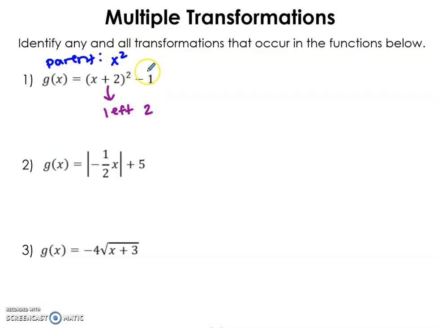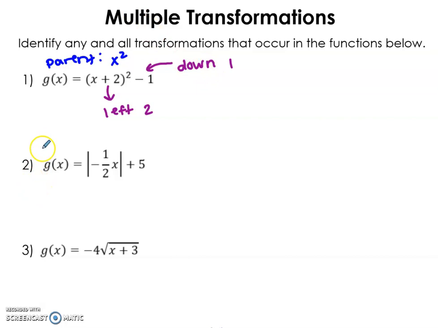And then we have this -1 on the outside. And since we have a number being subtracted on the outside of the function, we know that that's a vertical translation, and this will be going down 1. So this is translated left 2 and translated down 1.